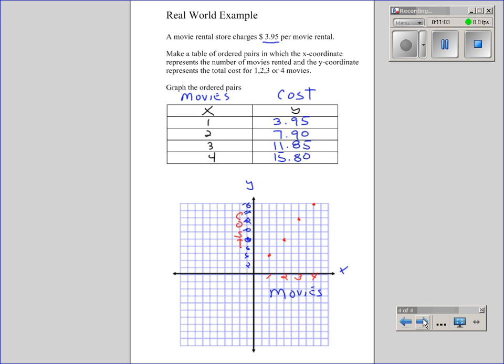Okay, for this lesson then, we're just going to be looking at relations, or the set of ordered pairs, the domain and range, which are the x and y coordinates, and then putting them in a table, and then also graphing the ordered pairs. Okay, if you have any questions, please have them ready for class, and then be ready for the activity.